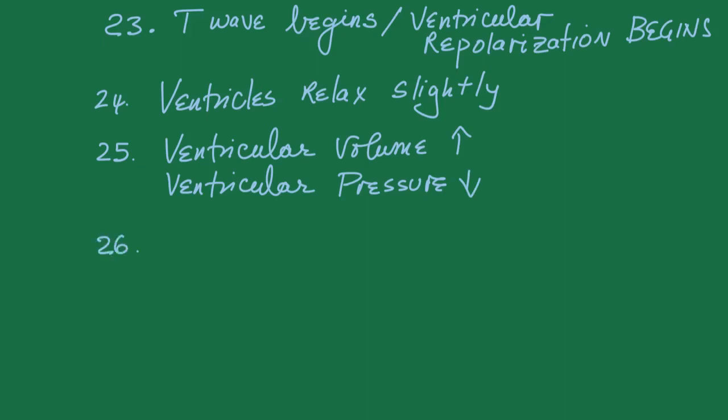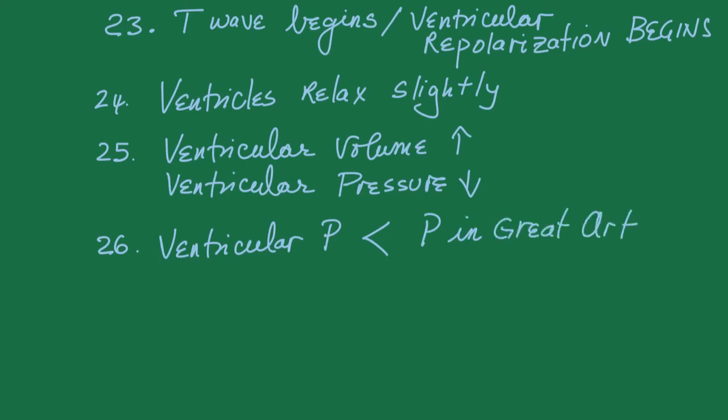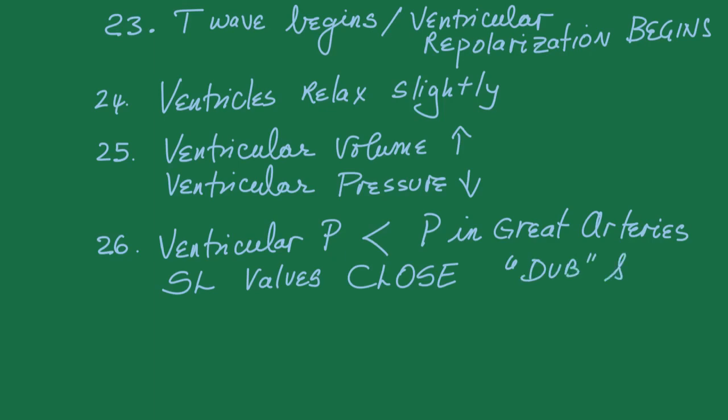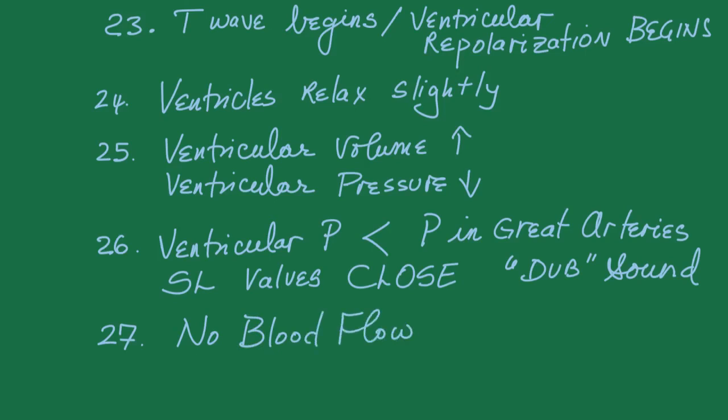Now, ventricular pressure is less than pressure in the great arteries. There's your lesser than sign. Then pressure in the great arteries. So SL valves close with a sound, the dub sound. We said that heart sound is lub dub. Lub is the closing of AV valves and dub is the closing of SL valves. All valves are closed, so no blood flows anywhere in the heart.